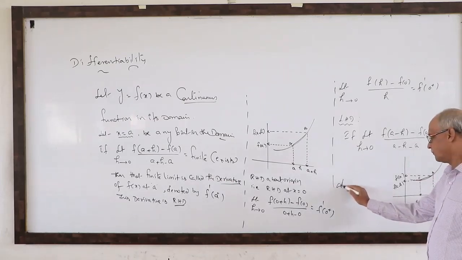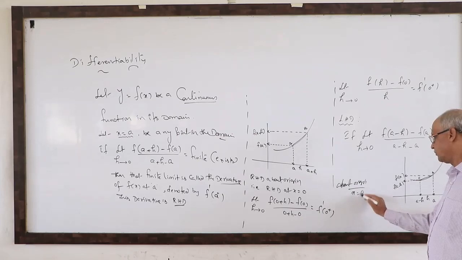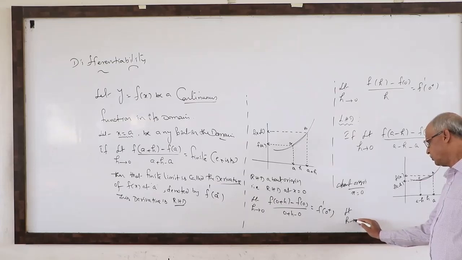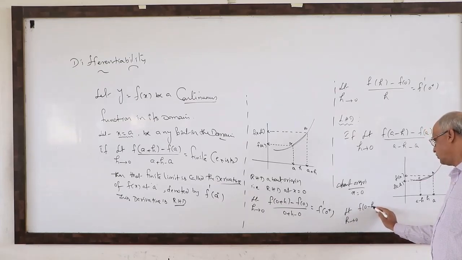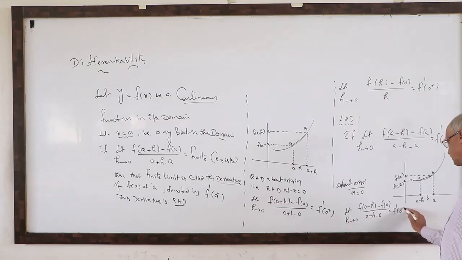About the origin means x value 0, A value 0, that means limit h tends to 0, f of 0 minus h minus f of 0 by 0 minus h. This is f dash of 0 minus. So finally, if you write, limit h tends to 0, f of minus h minus f of 0 by minus h is f dash of 0 minus.